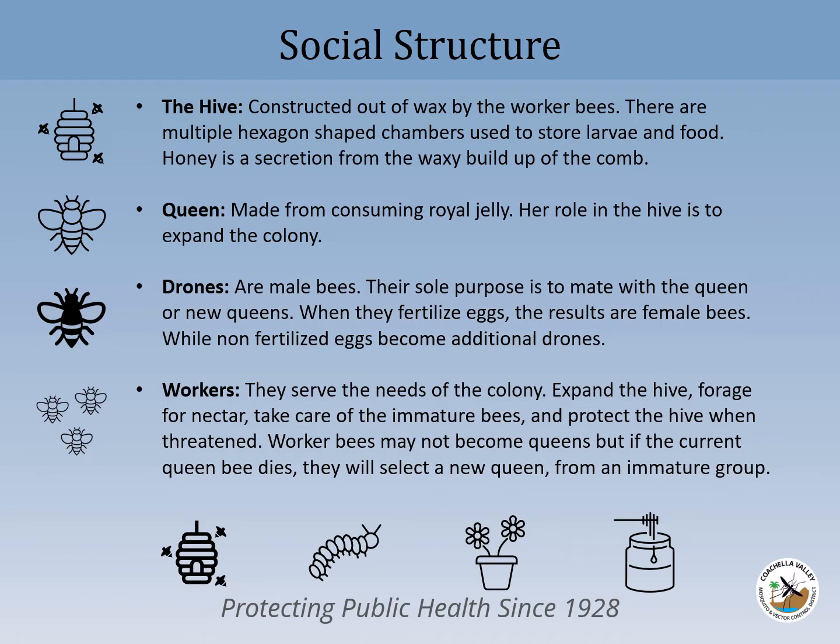Worker bees are the backbone of the whole colony. They serve the need of the colony. They expand the hive by building multiple chambers. They forage out for nectar. They take care of the immature bees, and they protect the hive when threatened. Worker bees may not become queens, but if the current queen dies, they will select a new queen from one of the immature larvae by feeding it royal jelly.